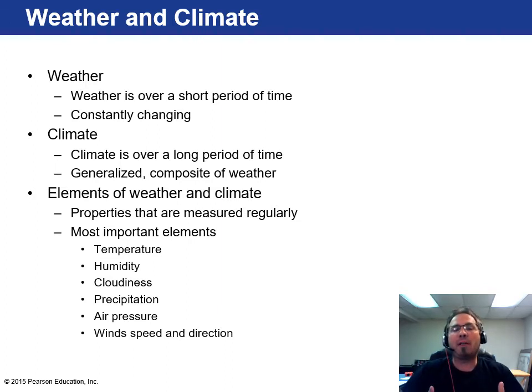Then you also have to look at the elements of both weather and climate, and those are the things that are measured. Things like temperature we measure every day. We want to know what to wear, so we want to know how hot or cold it is. What's the humidity? In the winter things are very dry and you feel itchy skin. In the summer you sweat almost as soon as you go outside because there's a lot of humidity. How much cloudiness is there? Is it partly cloudy, mostly cloudy, partly sunny, mostly sunny? Again, those are meteorological terms. I don't fully understand the breakdown of them. And then precipitation, obviously: is it rain, snow, sleet, hail, tornadoes?